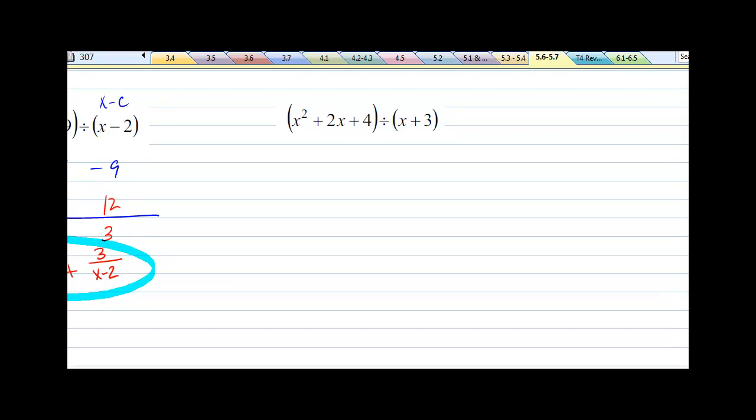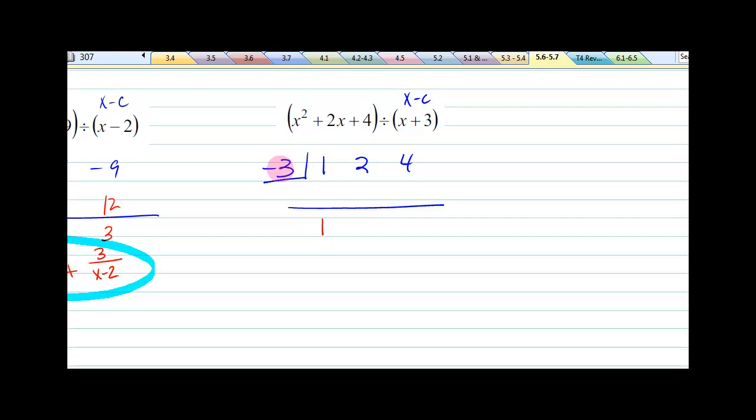I have a polynomial being divided by a binomial that has the x has a coefficient of 1. It has a power of 1, so I can use synthetic division. That's a good thing. We like synthetic division. And I'm going to rewrite this as negative 3 because of that sign right there. And then I'm going to use my coefficients of 1, 2, and 4. Draw my line. Bring my 1 down because that's where I start.